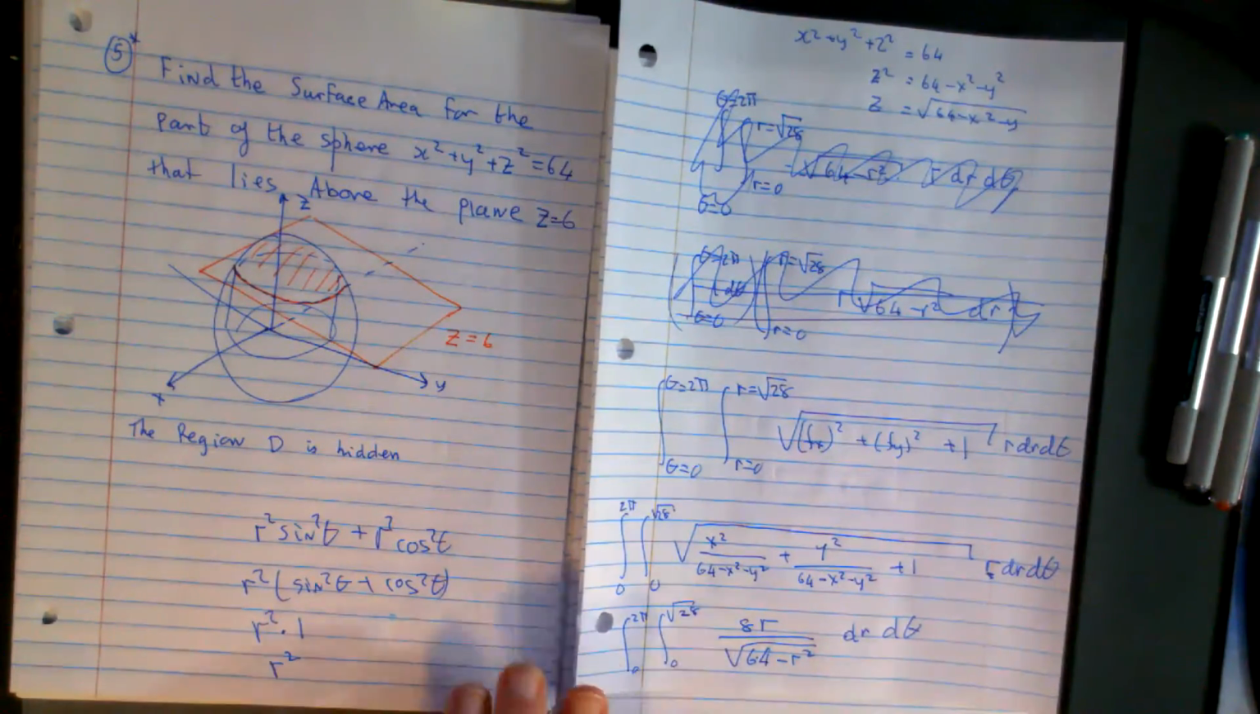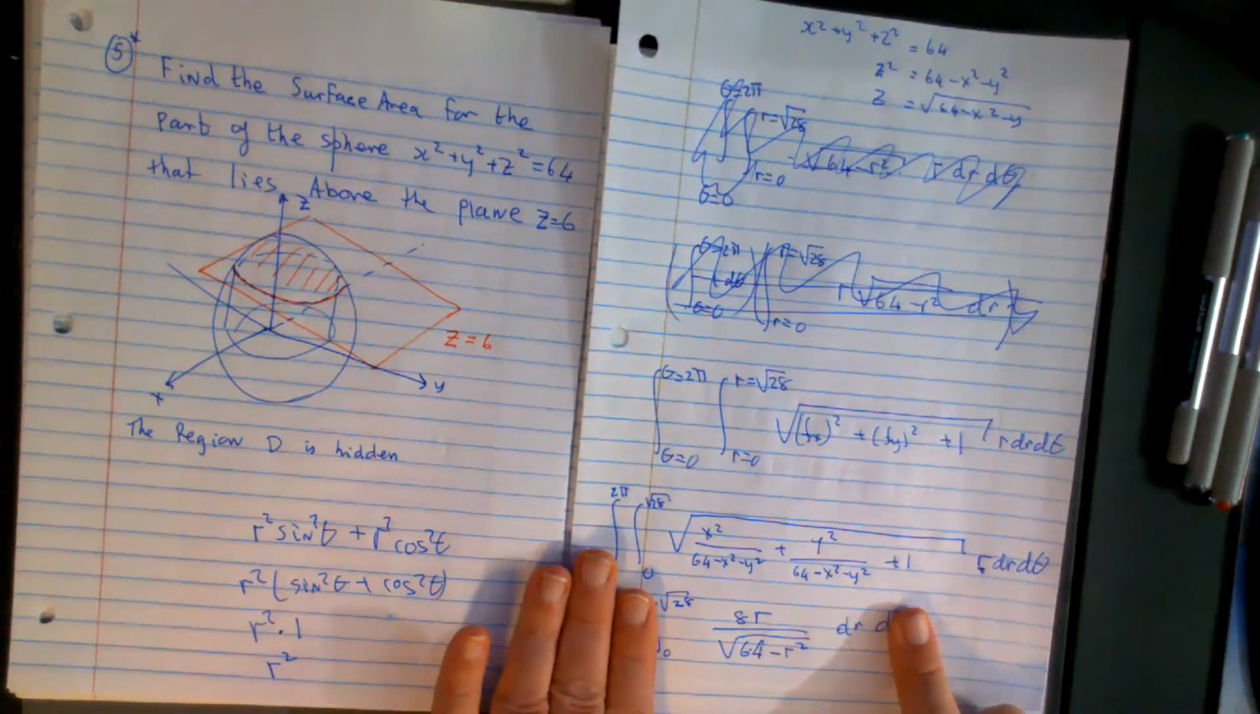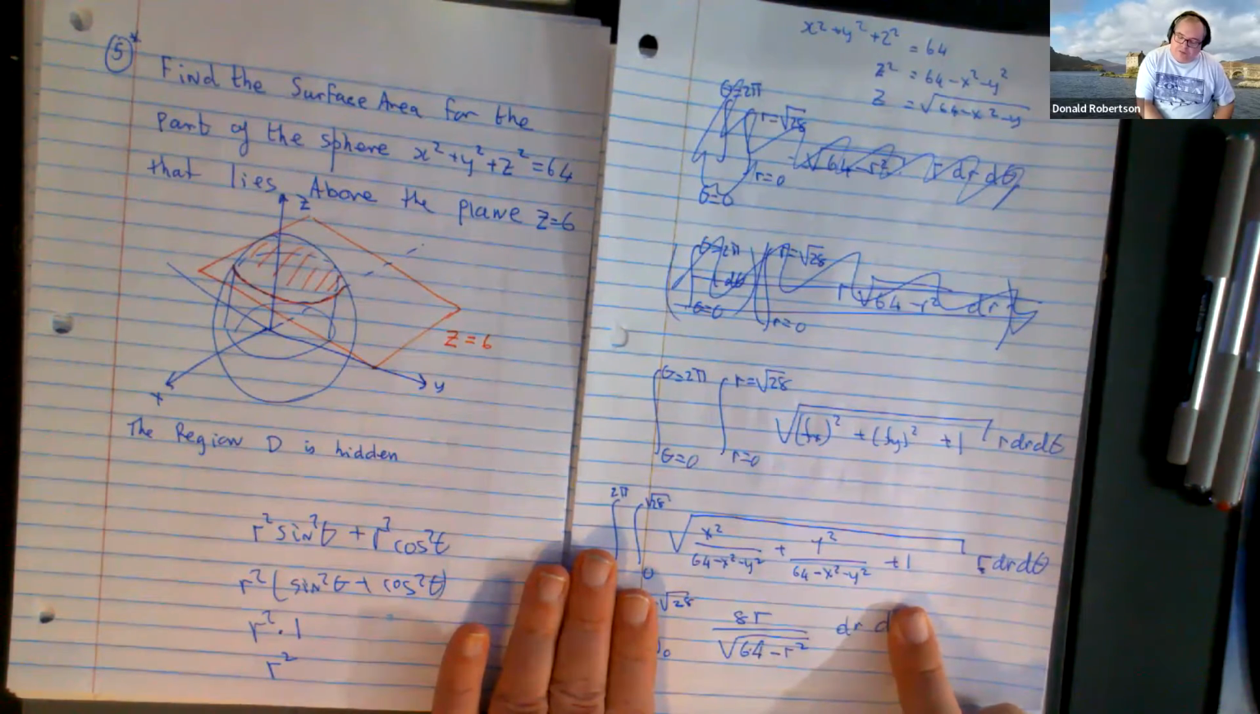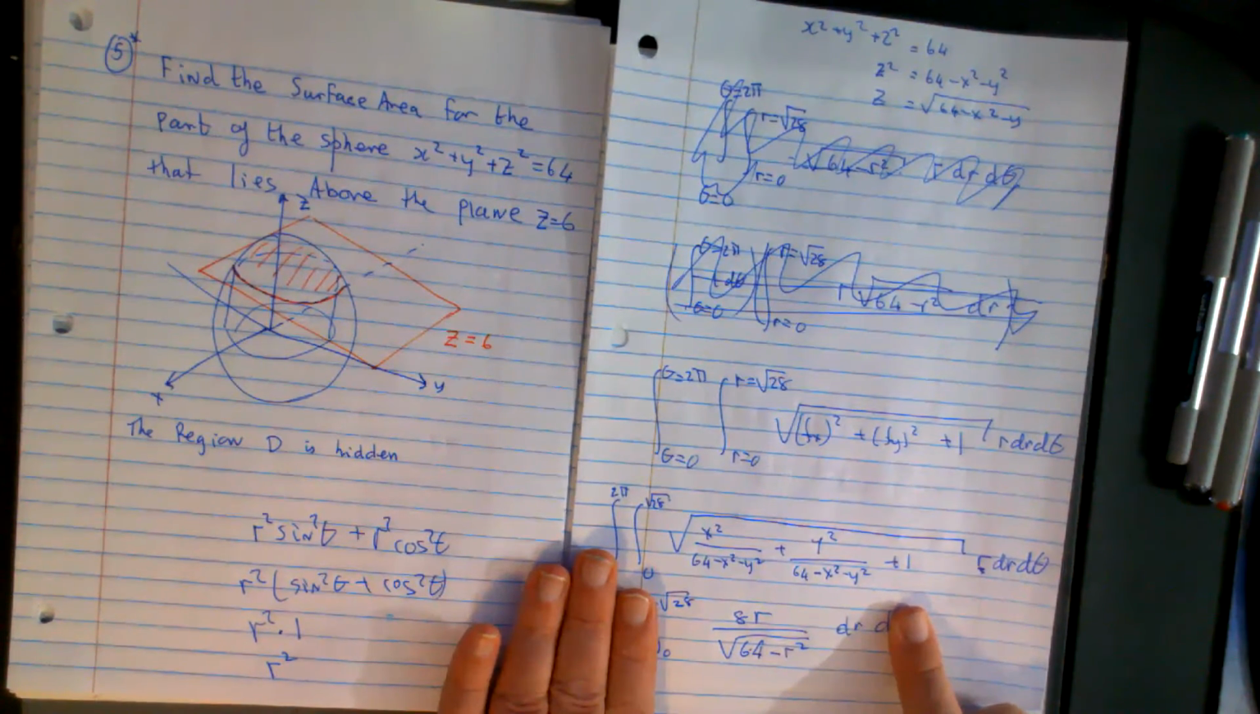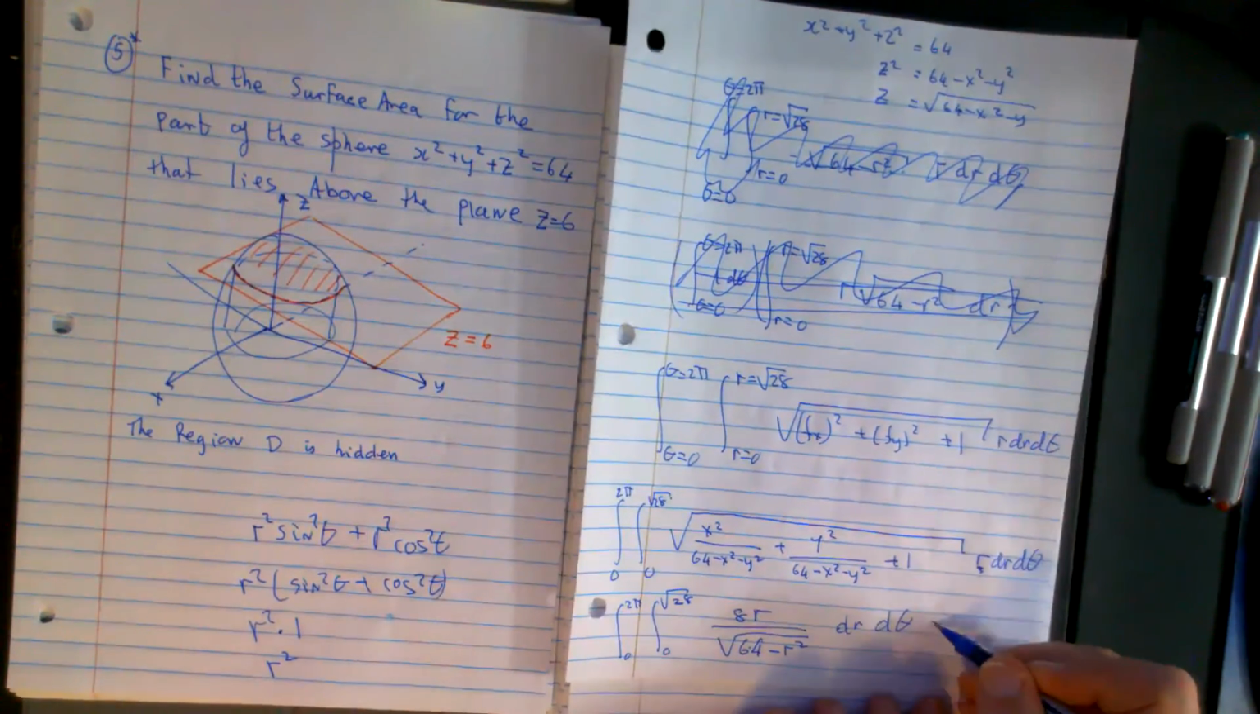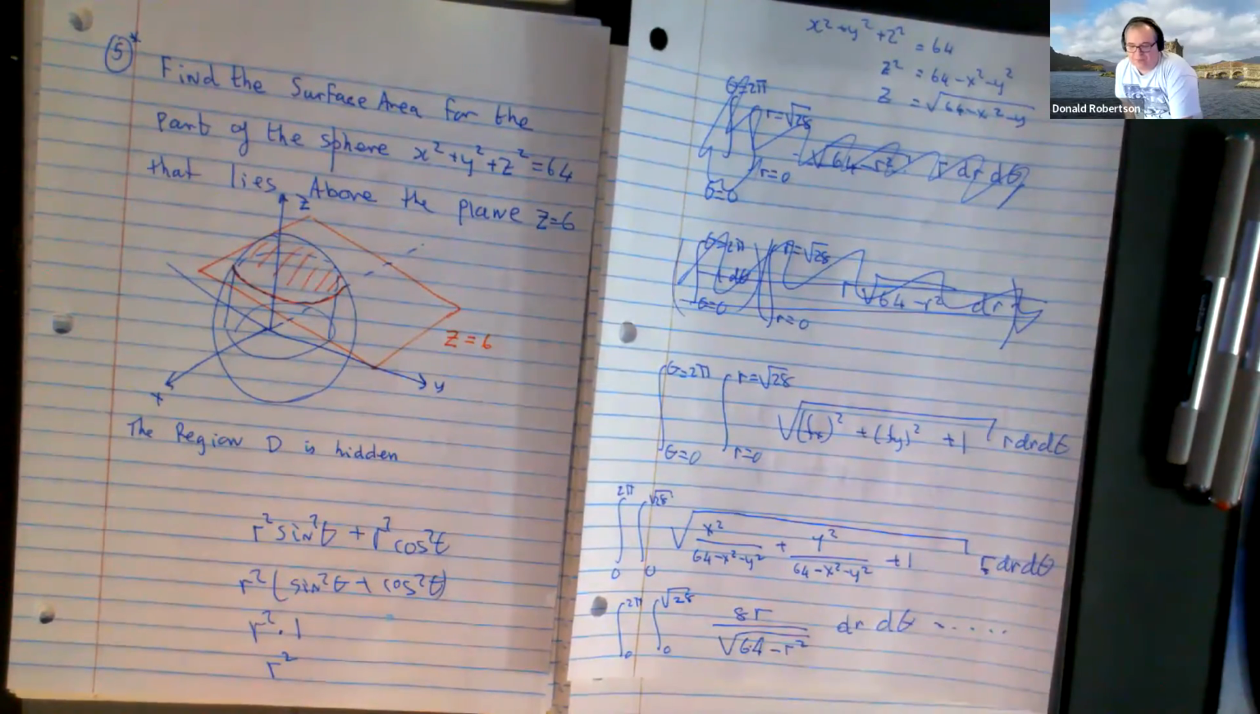How am I going to have a bit of a weird u-sub type situation? Yeah, and who's the u-sub going to be? The 64 minus r squared. And off you go, and you are done. So, I mean, it was ugly, but I guess it came out okay in the end. You agree?